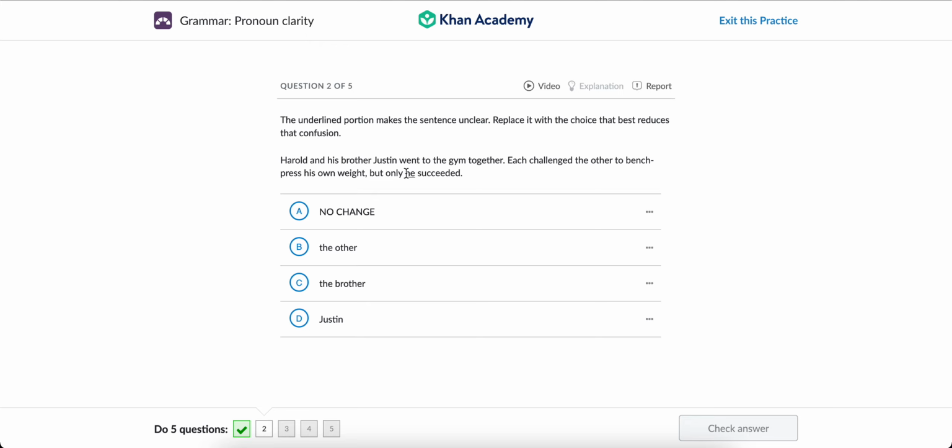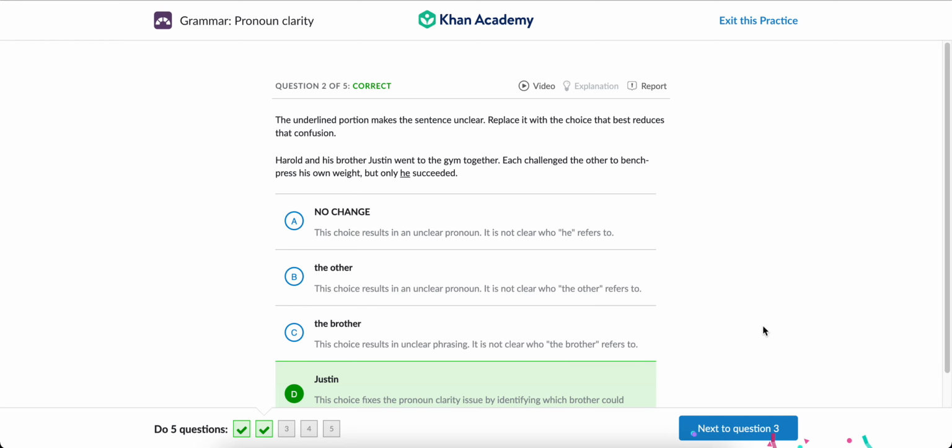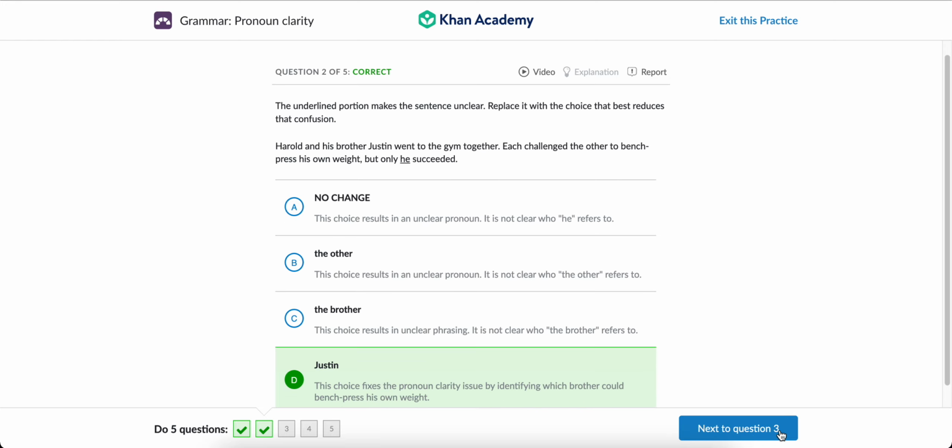This is a little unclear. We don't know what the writer is trying to convey. So in this case, the word that will correct it is Justin. The brother, the other, and no change all have the same kind of ambiguous, unclear tone in this sentence. So let's check our answer. That's correct. On to question 3.